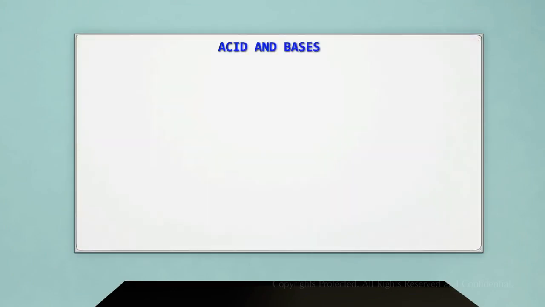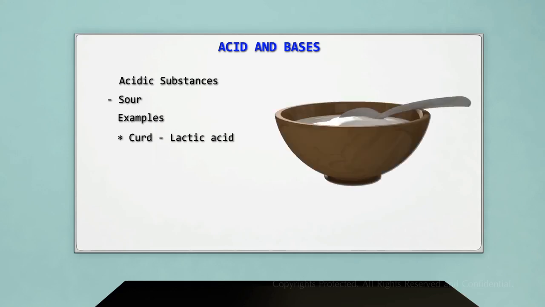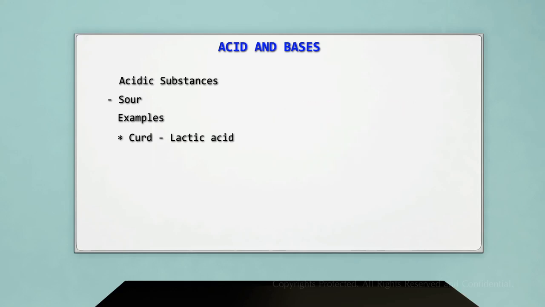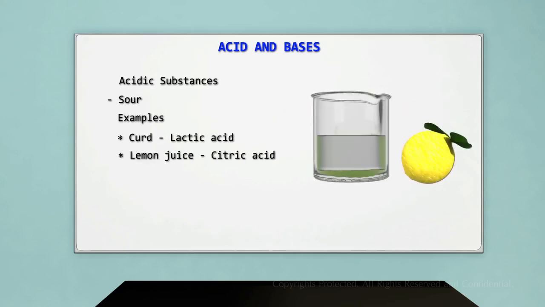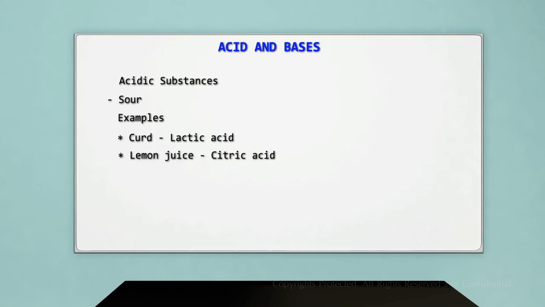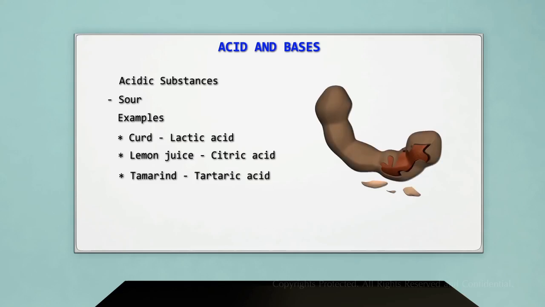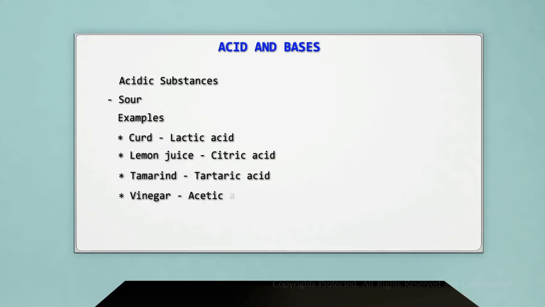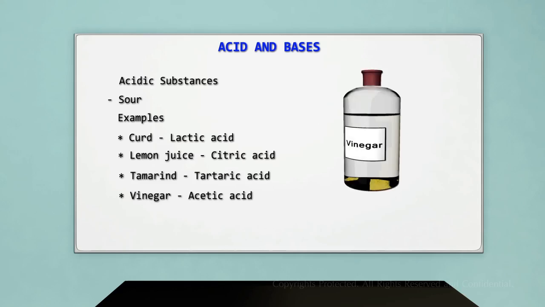Acids and bases. The main characteristic of acidic substances is that they taste sour. Examples of acidic substances are curds, which contain lactic acid; lemon juice, which contains citric acid; tamarind, which contains tartaric acid; and vinegar, which contains acetic acid.